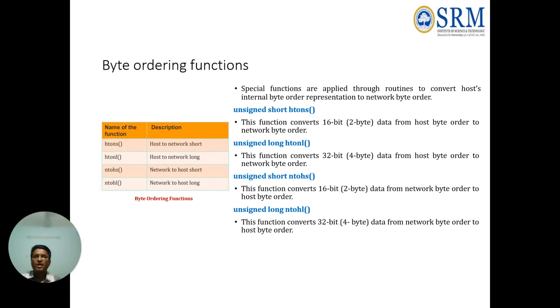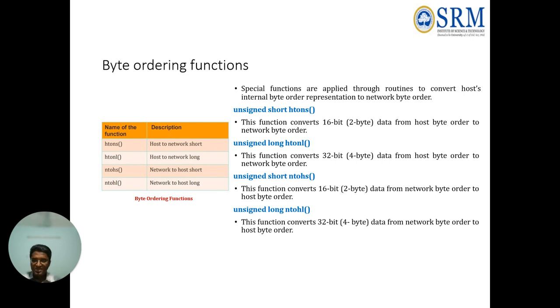The third one is unsigned short ntohs. This function converts the 16-bit, 2-byte data from the network byte order to the host byte order. And the fourth one is unsigned long ntohl. This function converts the 32-bit, that is 4-byte, data from the network byte order to the host byte order.